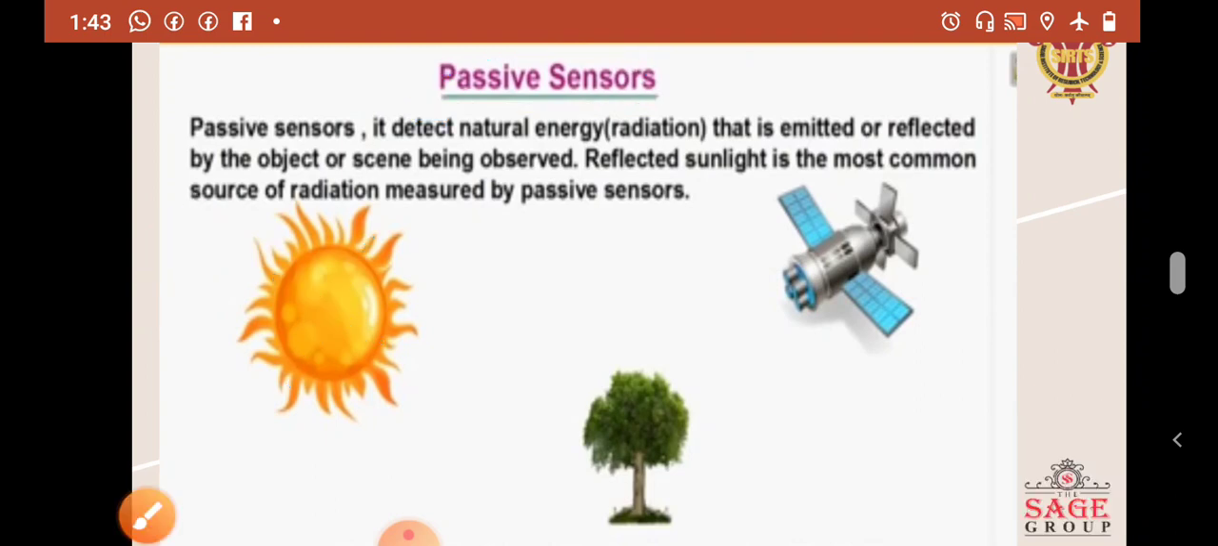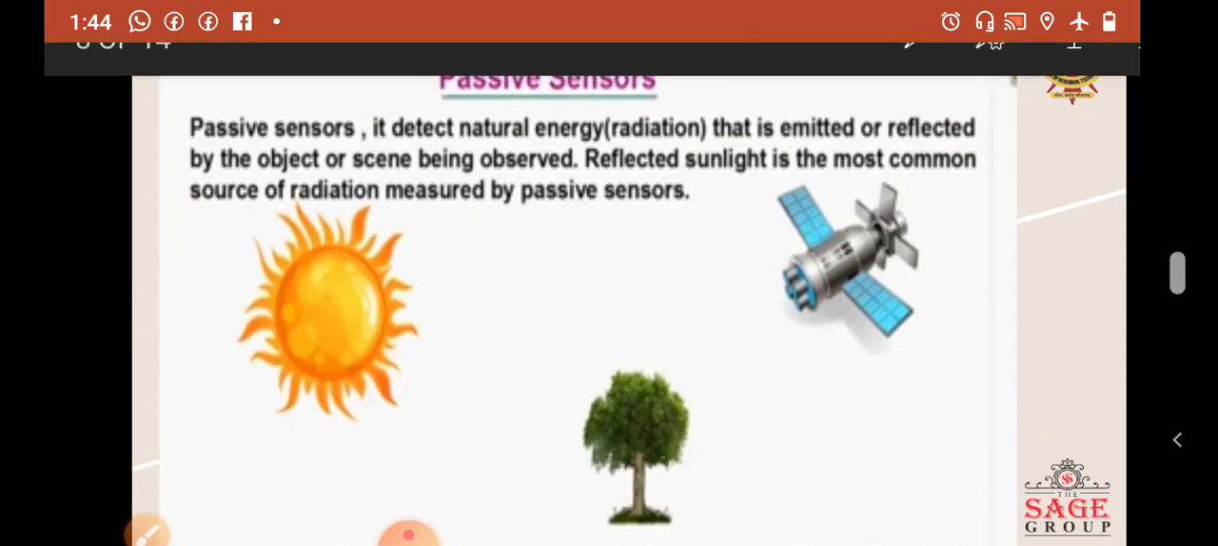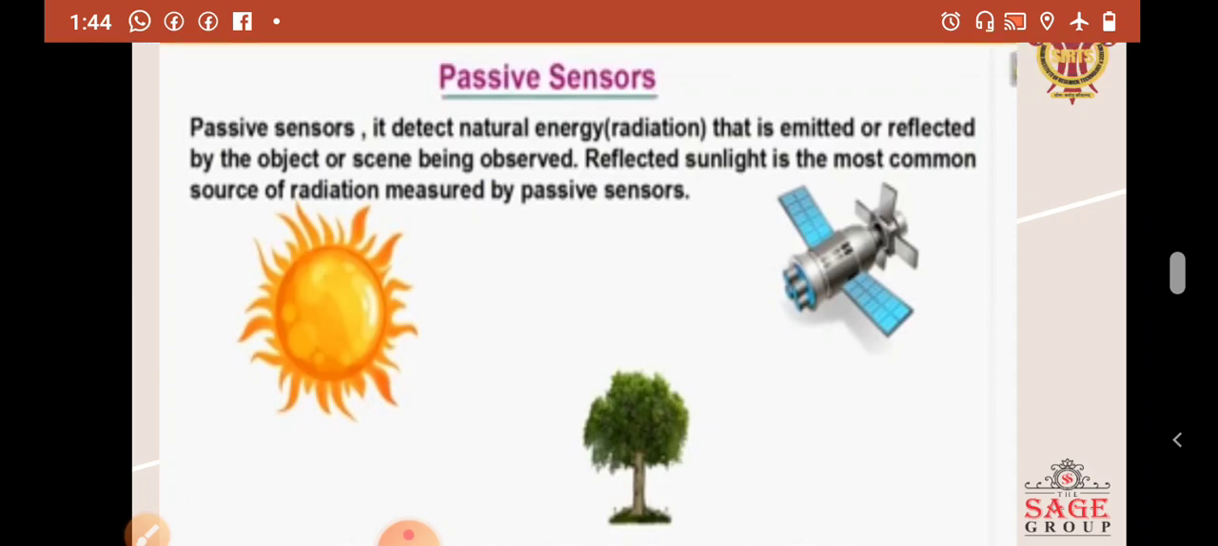Now a passive sensor detects natural energy, that is the sun, that is emitted or reflected by the object being observed. Reflected sunlight is the most common source of radiation measured by passive sensors. Next is active sensors.